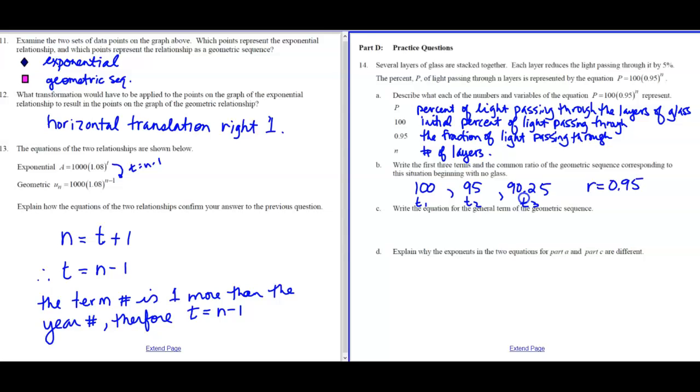So in terms of this sequence, we would have our general term would be first term times 0.95 to the n minus 1. Okay, notice how, as I said, different n. This n here is term number. That n up there is year number.